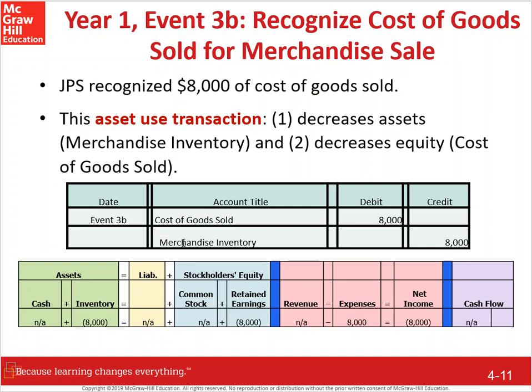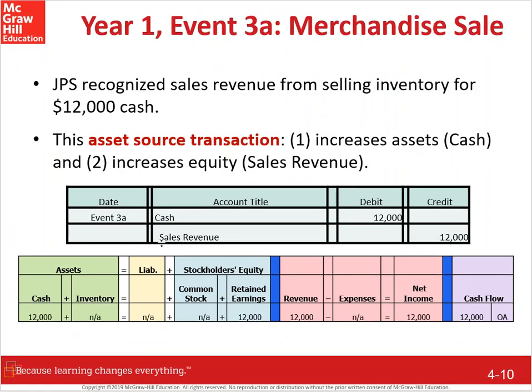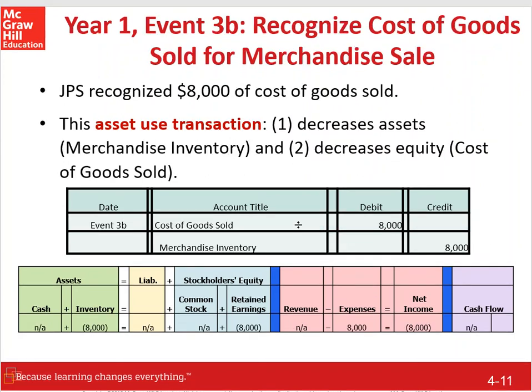So we do 3A, 3B together because we're matching the cost of goods sold expense to the sales revenue in part A of the transaction. So if we think of A and B together, what's our gross margin? Can you compute that? Remember, sales minus COGS equals gross margin. So 12,000 of sales revenue minus 8,000 of cost of goods sold equals $4,000 of gross margin.